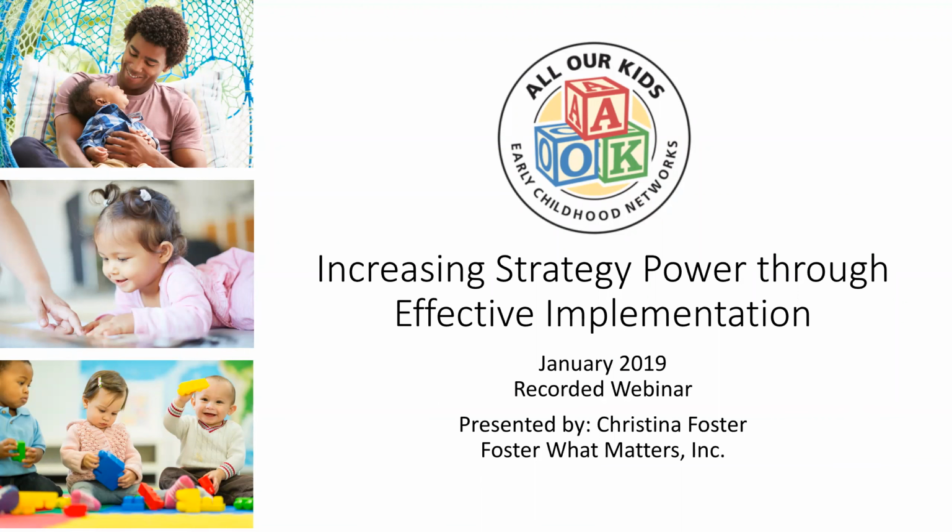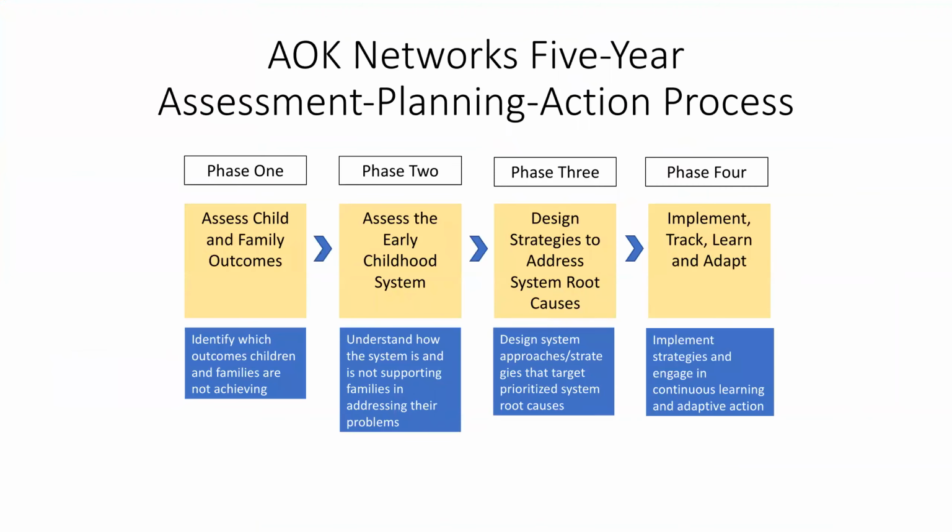So as you know, AOK Networks have rolled out a new 5-year assessment planning action process for the Child and Family Initiative. This new process has 4 phases. Phase 1 focused on assessing child and family outcomes so that we could identify the outcomes where children and families were not reaching. Then once we identified our targeted problems, we went on to phase 2 where we assess the early childhood system. In this phase, we seek to understand how the system is or is not contributing to supporting families and getting their problems met or addressed.